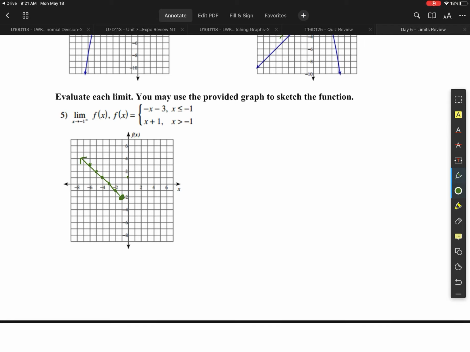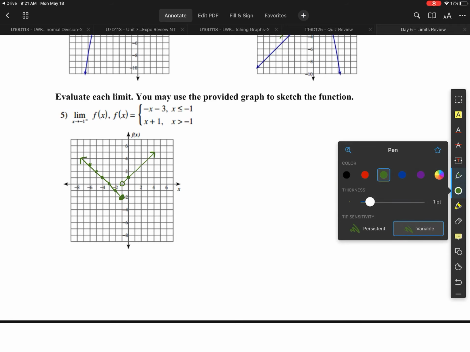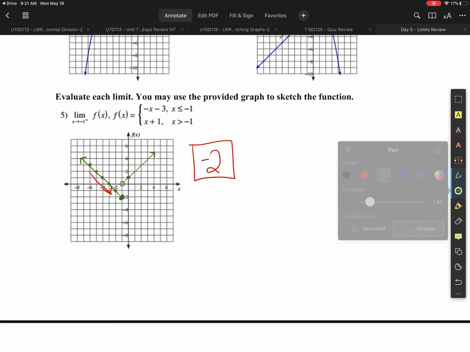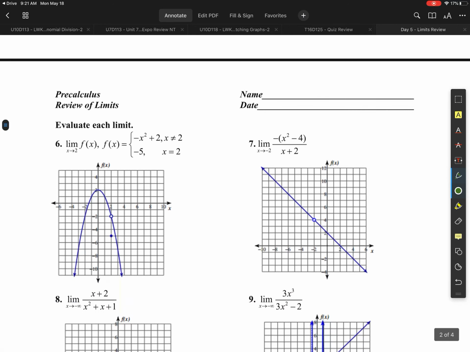For the second part, we have our y-intercept at 1. We're coming from -1, which is an open dot, and we're going that way. So the question is, the limit as we approach -1 from the negative side. We are coming this direction. So our answer to this problem is -2.